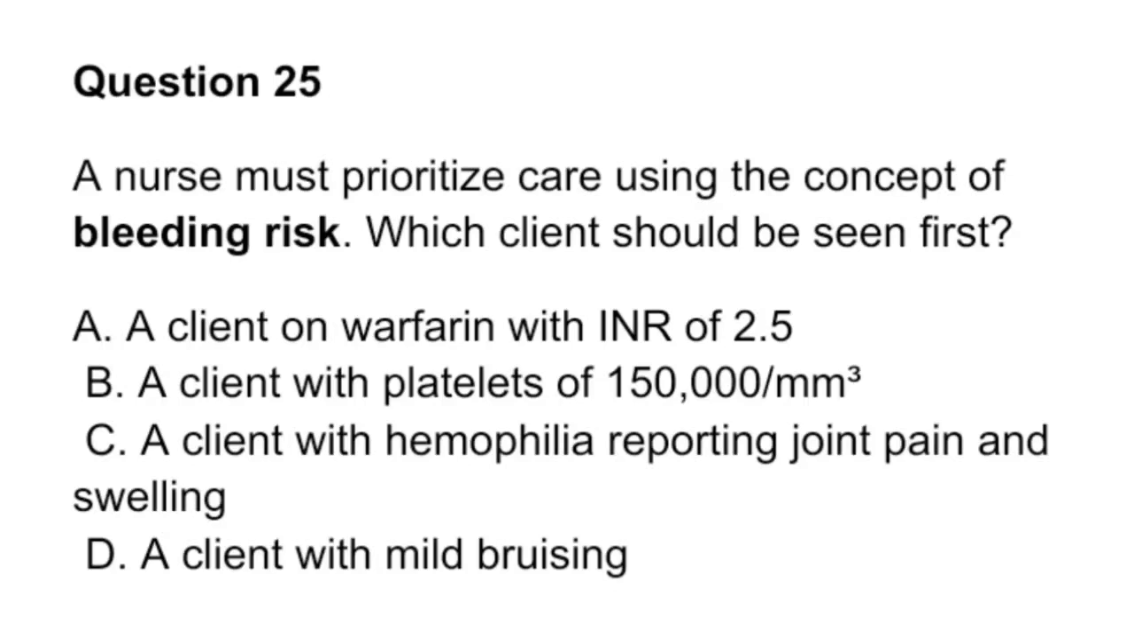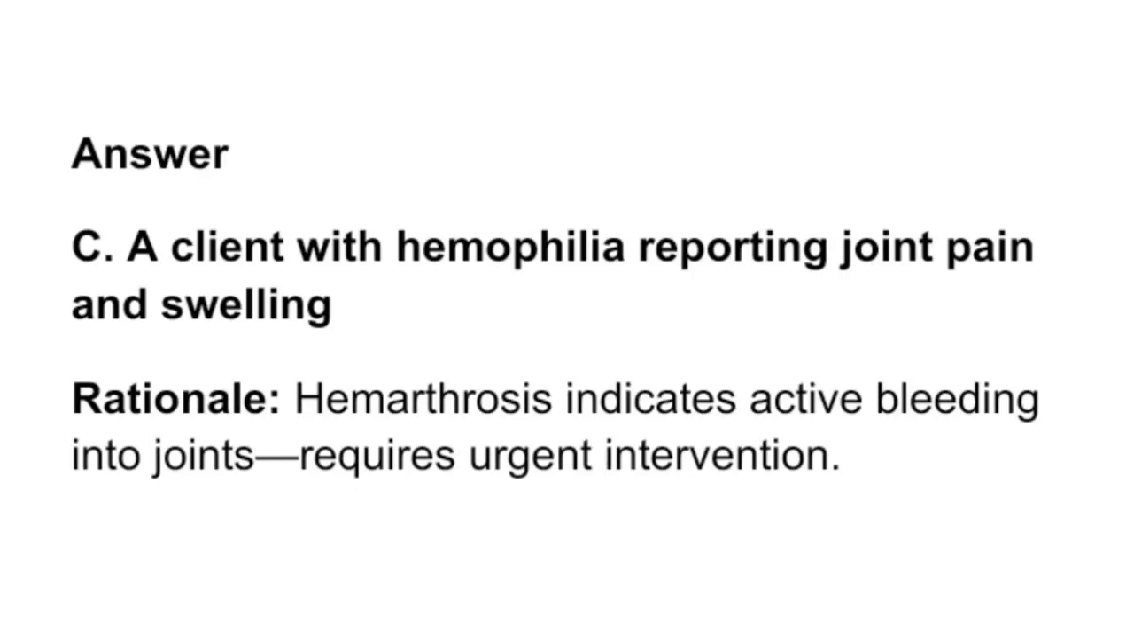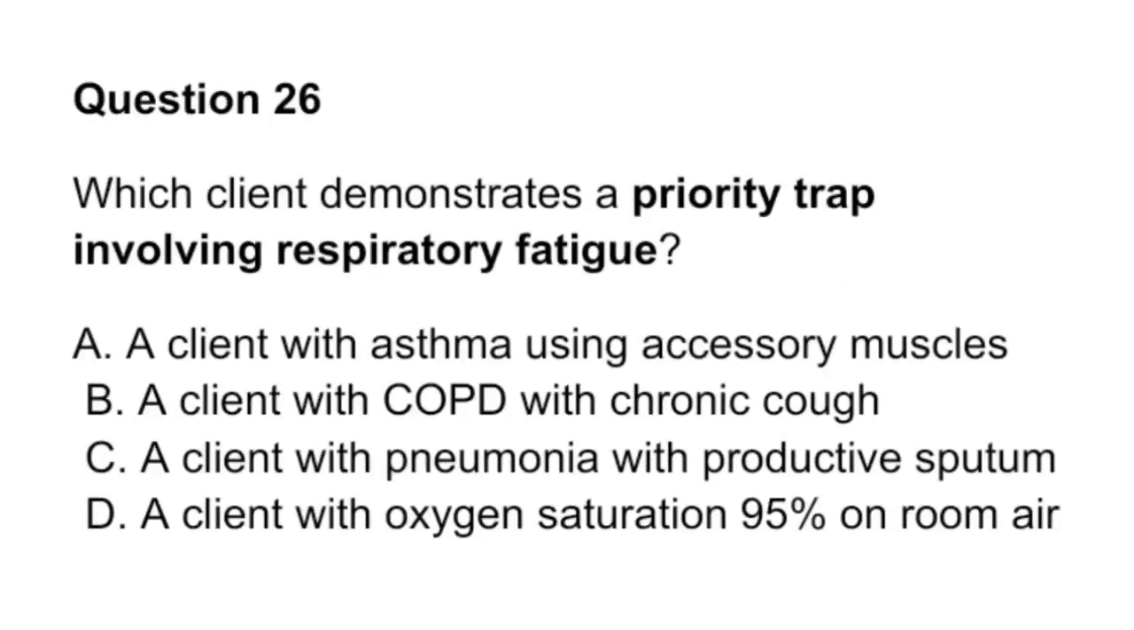Question 25. A nurse must prioritize care using the concept of bleeding risk. Which client should be seen first? A. A client on warfarin with INR of 2.5. B. A client with platelets of 150,000 per millimeter cubed. C. A client with hemophilia reporting joint pain and swelling. D. A mild bruising. Answer: C. A client with hemophilia reporting joint pain and swelling. Rationale: hemarthrosis indicates active bleeding into joints, requires urgent intervention.